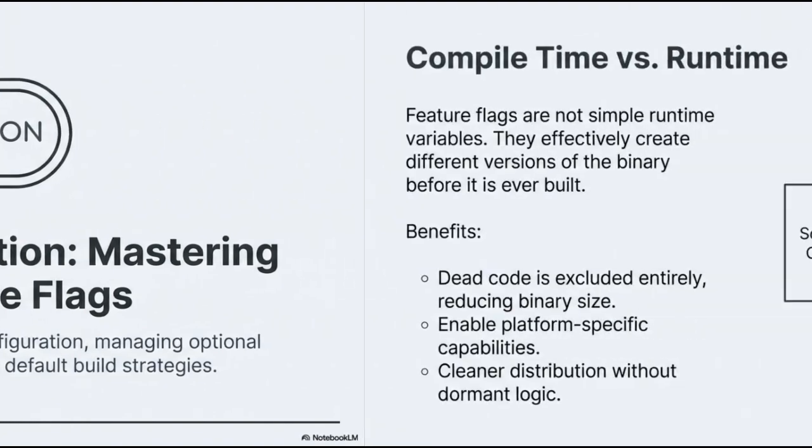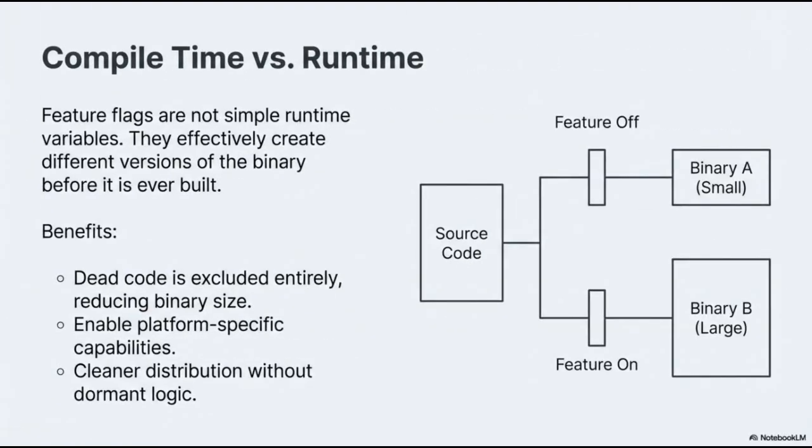Let's get started. When evaluating compile time versus runtime configurations, it is essential to recognize that feature flags are more than just simple variables checked during execution. Instead, they act as instructions to the compiler to create distinct versions of a binary before it is even built. As illustrated in the diagram, a single source code base can branch into different outputs depending on the configuration. By turning a feature off at compile time, the associated code is completely excluded, leading to a smaller, more efficient binary A. Alternatively, enabling the feature results in the full-sized binary B.